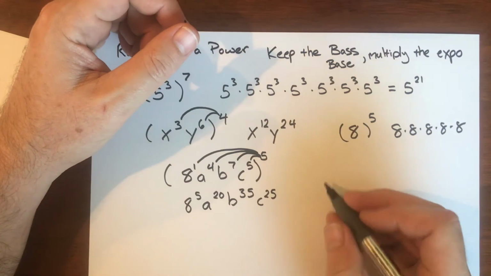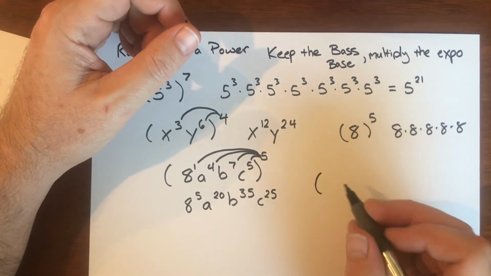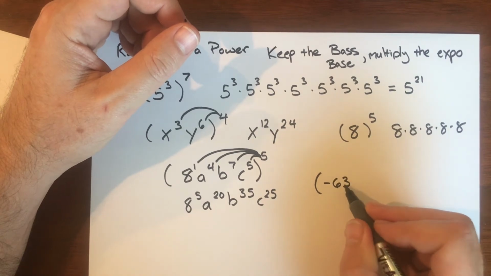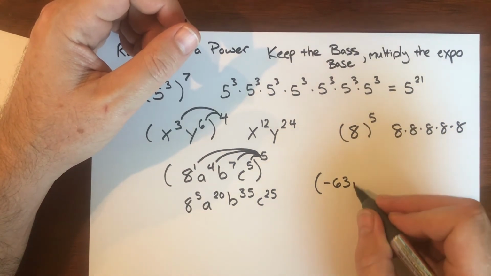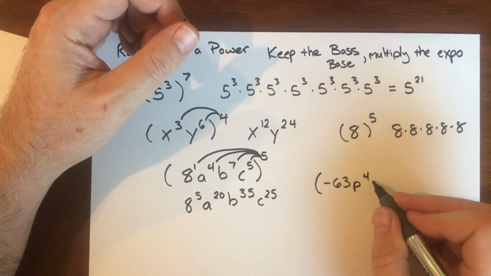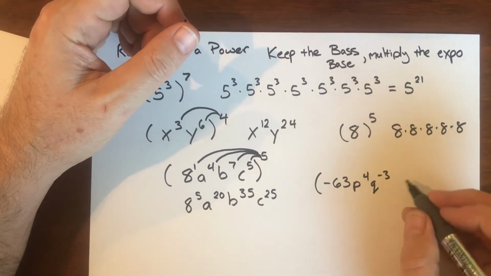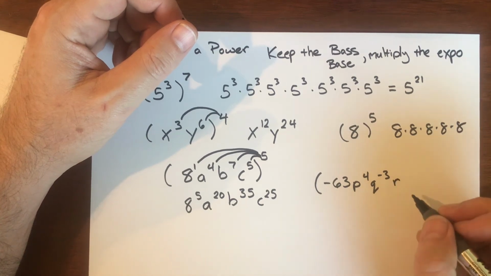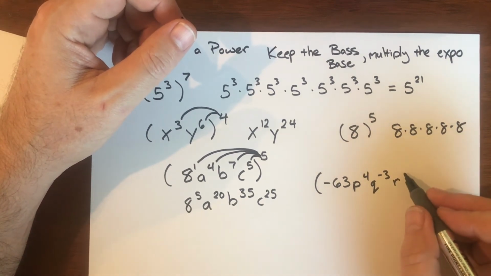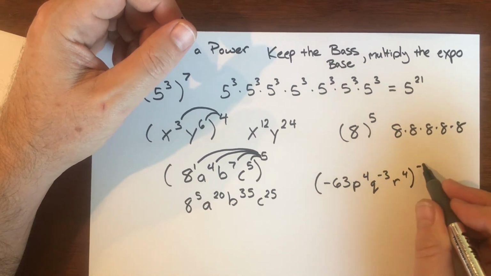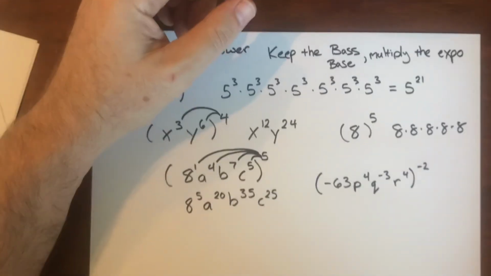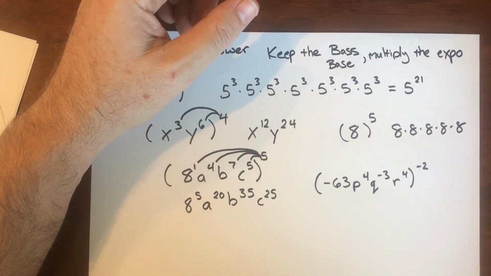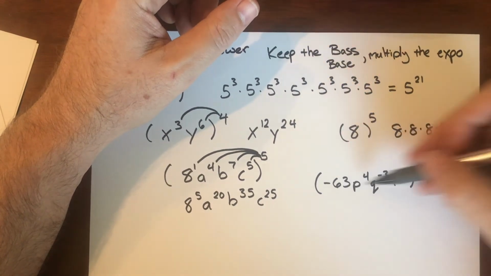All right, one last little super duper trick. I'm gonna mess you up. You're never gonna know what to do now. Negative 63, P to the 4, Q to the negative 3, R to the 4, and I'm gonna throw a negative power on here. You know what that's gonna do? It's just going to flip everything over. If I put a negative exponent, this just becomes the denominator.